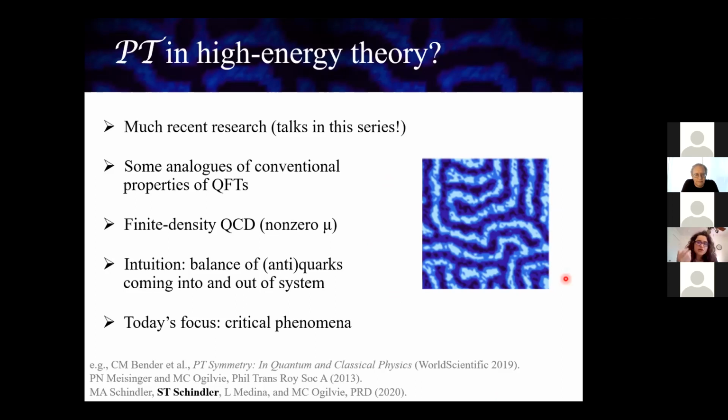And the intuition we want to get when we're thinking about a particle physics system is that instead of this exchange of energy between the system and its surroundings, we're going to have a balance of number density. So the amount of antiquarks and quarks coming into and out of the system are going to be balanced by PT symmetry. So we're going to be looking at critical phenomena specifically. That's just one small aspect of everything we could look at in PT QFTs, but very interesting.